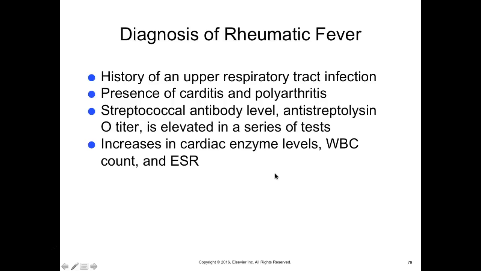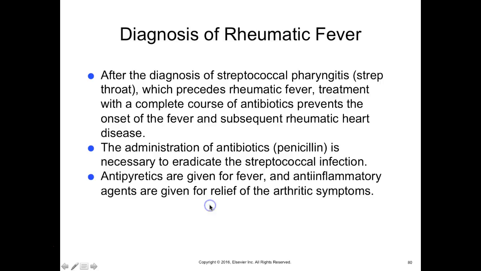Presence of carditis and polyarthritis, streptococcal antibody levels, anti-streptolysin O titer is elevated, and increased cardiac enzyme levels and white blood cell count and SED rate.